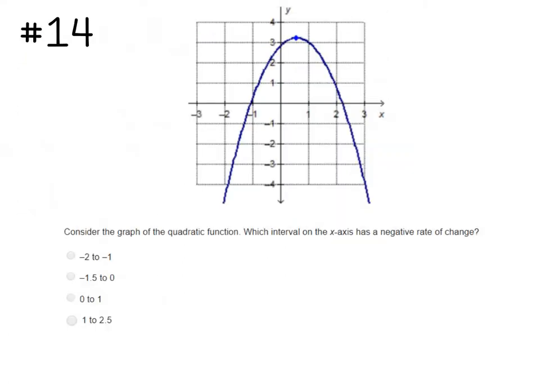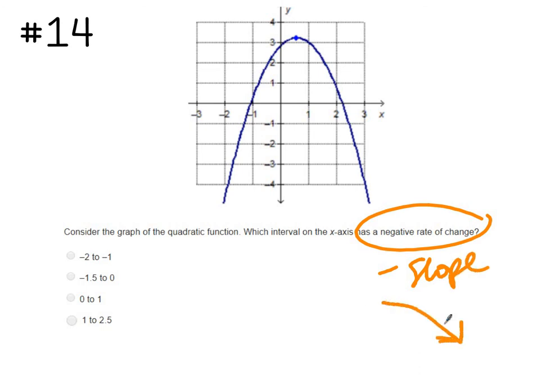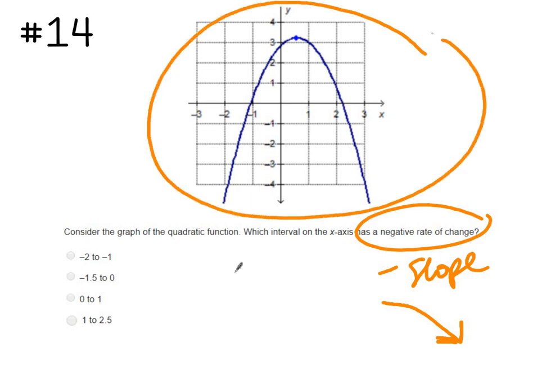On number 14, which one has a negative rate of change? Negative rate of change is going to be a negative slope, which means the graph is going down. They're asking you, in this part of the graph, from where to where does the graph appear to be going down, meaning it has a negative rate of change.